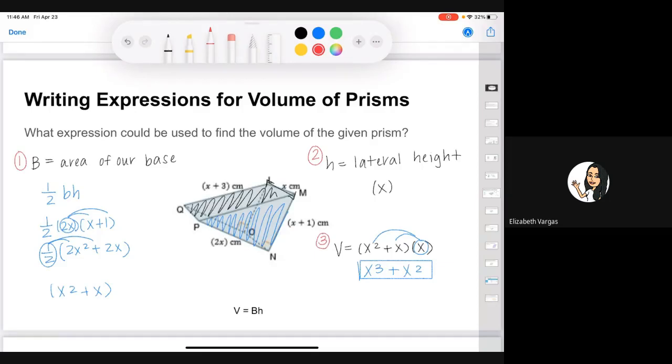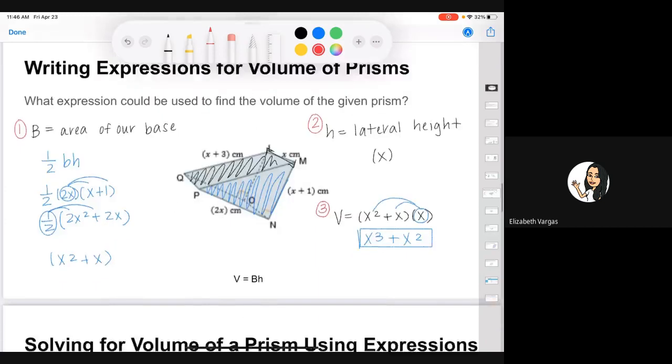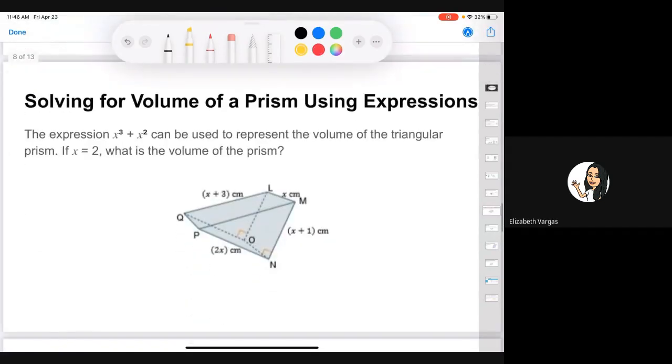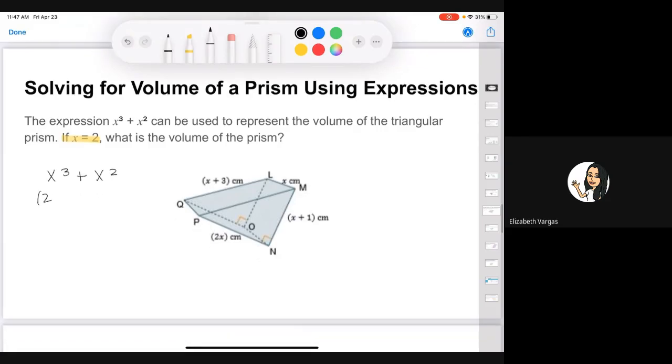Well, I'm not given any information about x, so I can't solve that. But if I were given information about my x, for example, if x is equal to 2, now I can go ahead and solve that. So this is the equation we found for that volume. And now x is equal to 2, so I'm just plugging in 2. 8 plus 4, my volume is equal to 12. Okay, so that is how we find the volume of a prism.